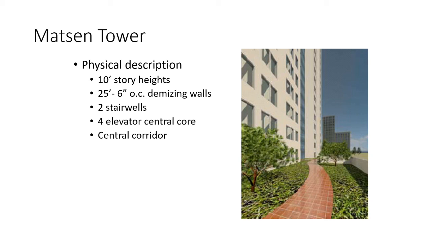The physical description of the project is as follows. The story height was 10 foot. Demising walls were spaced 25 foot 6 inches on center. There were 2 stairwells and 1 4-elevator central core. Both the stairwells and the elevator core used poured-in-place concrete primarily for its shear capacity and wind resistance. There was also a central corridor that ran throughout each floor plate.